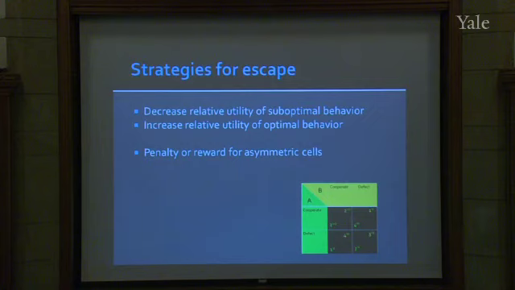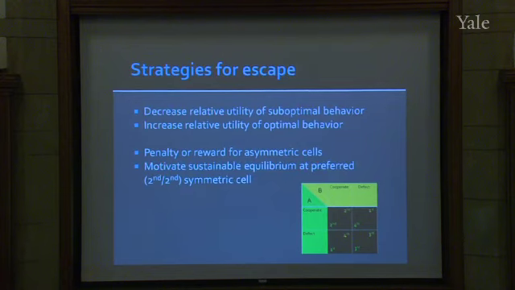So we have various mechanisms available to us for doing this. We can introduce some sort of penalty or reward for the asymmetric cells in a way that will either make the one less appealing or the four less repulsive, so that the siren call of the first choice doesn't beckon B to defect in the same way, and the fear of the fourth choice doesn't beckon A to defect. The result will be to create the potential for some sort of stable, sustainable equilibrium at the preferred cell, at our 2-2 rather than our 3-3.